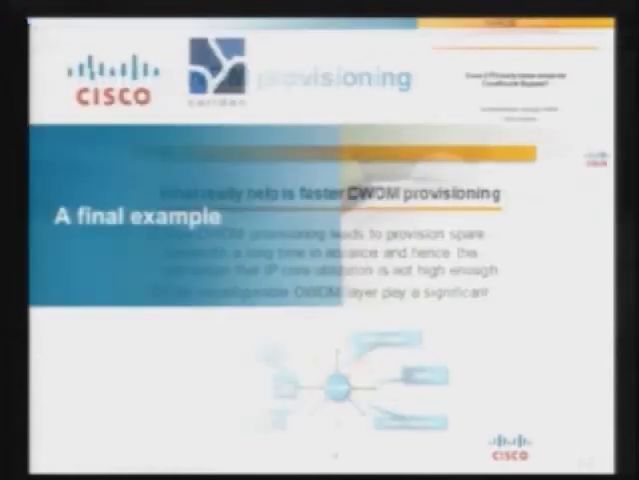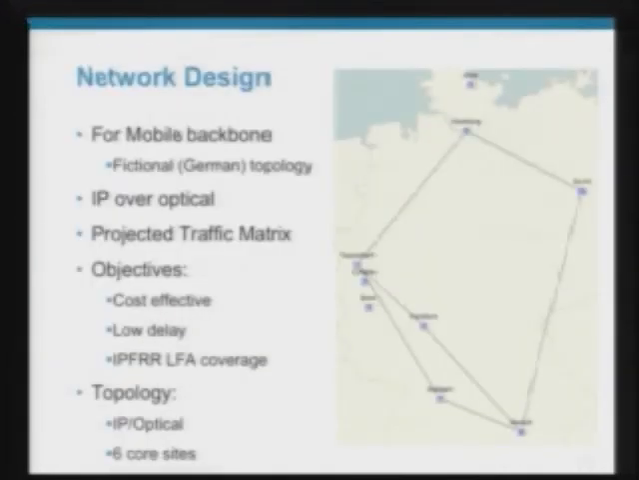As I said at the beginning, we're going to skip this part. Let me just walk you through, in 3 minutes, an example of the design exercise. A full design exercise in 3 minutes. This is a fictional example based on a real case: a mobile backbone with six already defined core sites and many feeder sites, only three of which are shown here: Kiel, Cologne, and Bonn. The objective was to have a cost-effective, low-delay solution that meets the projected traffic matrix.